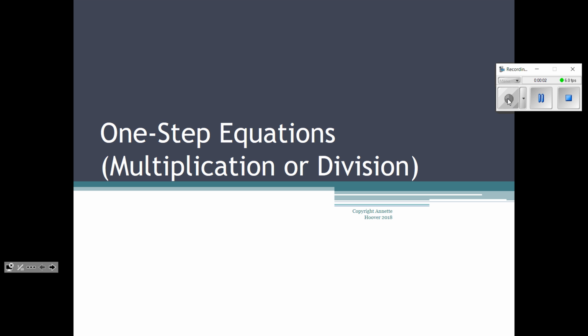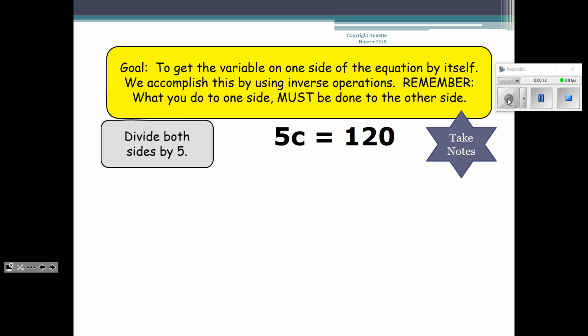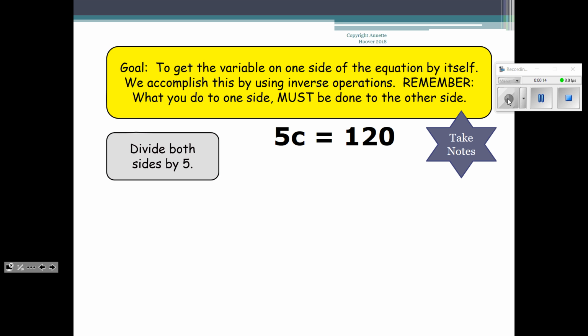Today we're going to look at solving one-step equations with multiplication or division. Yesterday we did this with addition and subtraction, and today we're going to do it with multiplication and division. Now remember our goal: to solve for an unknown number, which is represented by a variable. We want to get the variable on one side of the equation by itself.